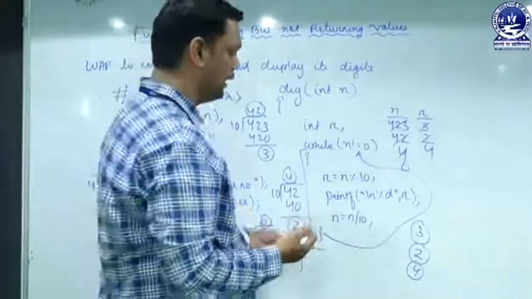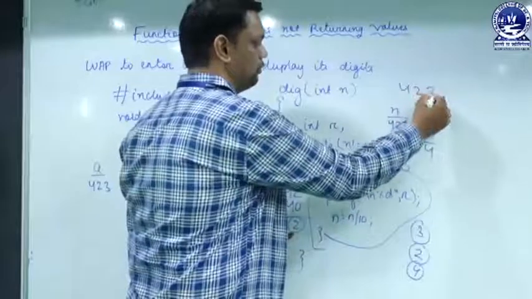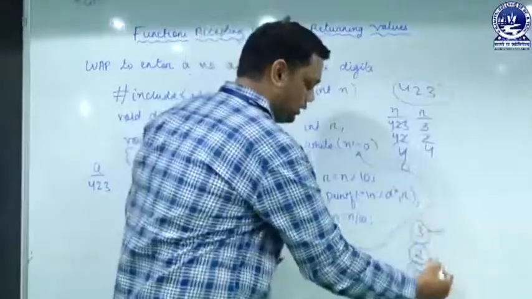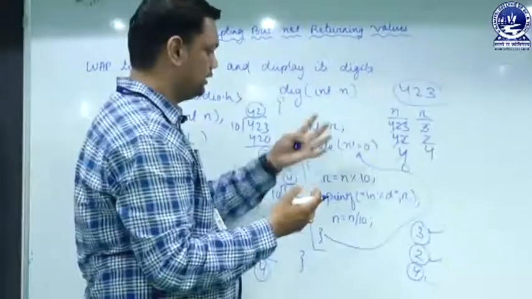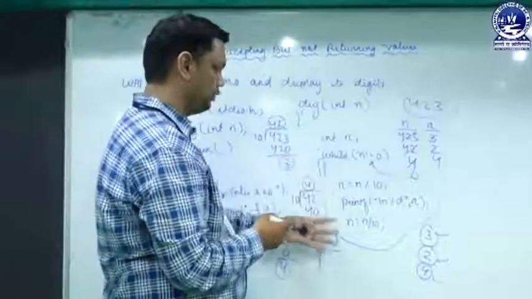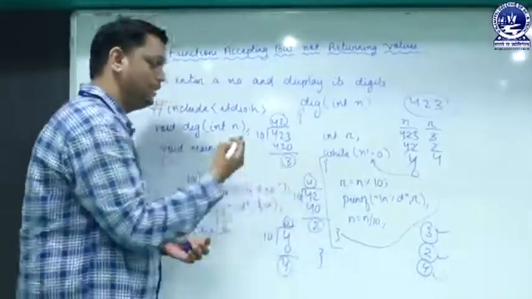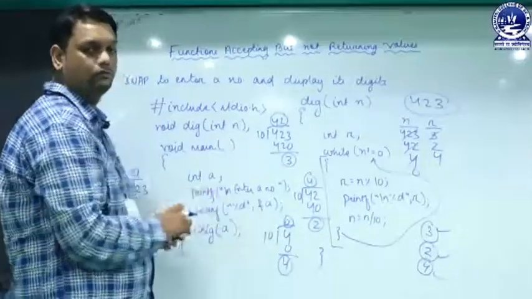So as you can see, we have entered the number 423 and we have got all the digits on different lines. So this is the logic and this is the formula through which we can extract any number of digits from any number.